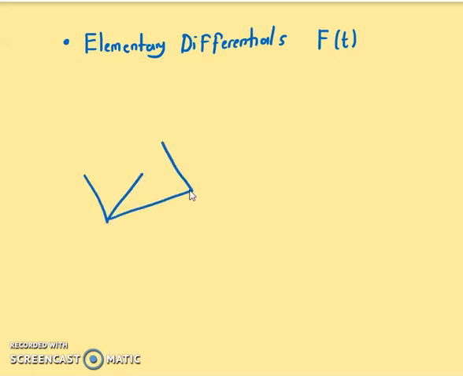Now let's look at another definition called elementary differential. Okay, elementary differential, denoted by f of t. So for this tree here, I'm just going to give you an example. Okay, how many vertices? 1 2 3 4 5 6. Okay, so the differential can be seen as this is f triple prime f f f double prime f f.